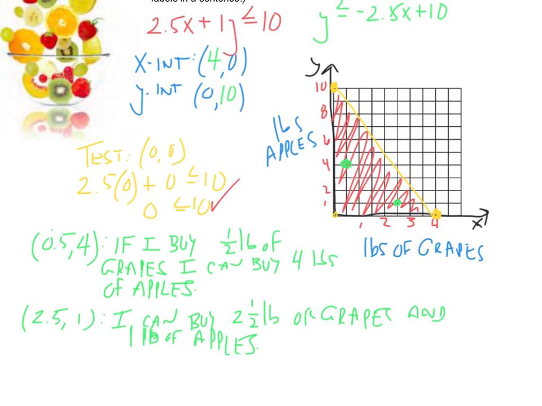Paying attention to the question, if it said, what are some combinations that would be exactly $10, those would be all the points that are, in this case, sitting right here. So I would have focused on the 4, 0, for example. If I buy 4 pounds of grapes, I can't buy any apples. Or the 0, 10. If I buy no grapes, I can buy 10 pounds of apples. And then obviously any of these other points along the way I could pick as well. But because we have the less than or equal to, all of these combinations are solutions. So we could pick the ones that we picked as well.